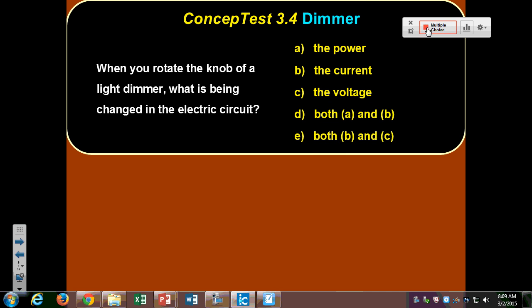When you rotate the knob of a light dimmer, what's being changed in the electric circuit? You know, a light dimmer, the little thing that you change the light to go bright or dim.